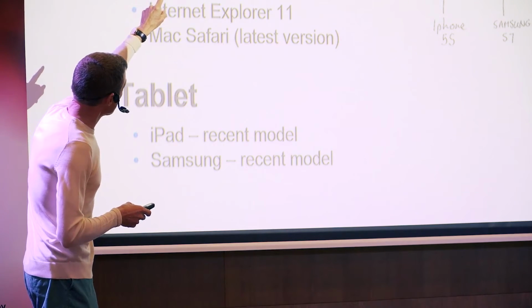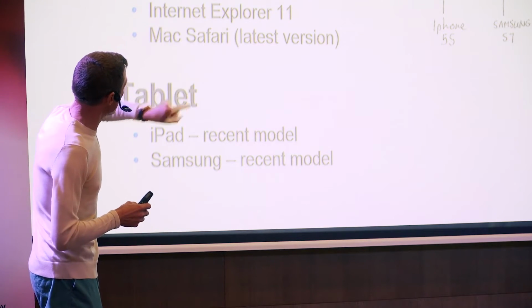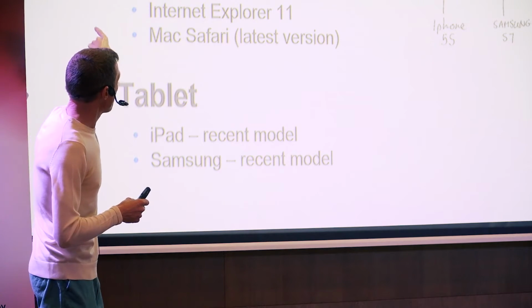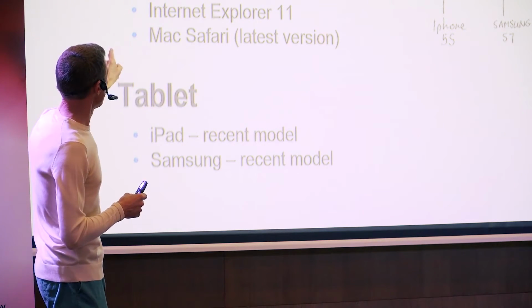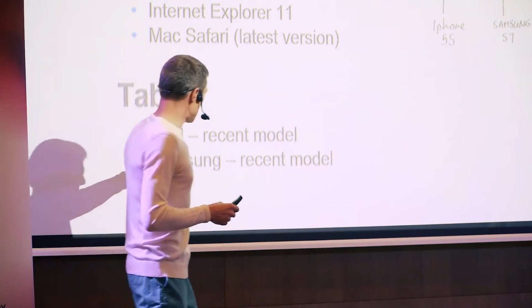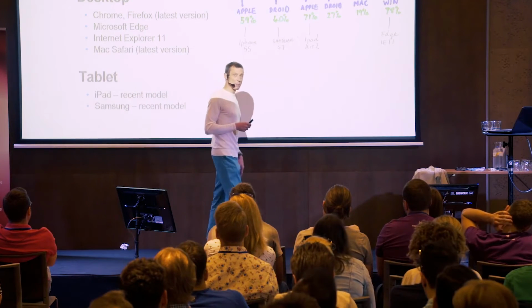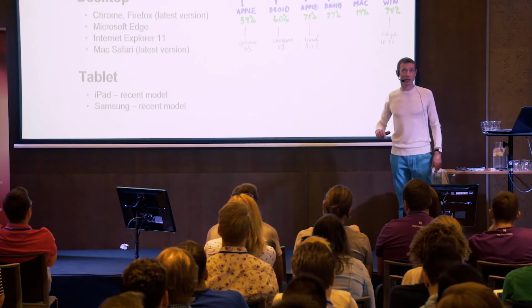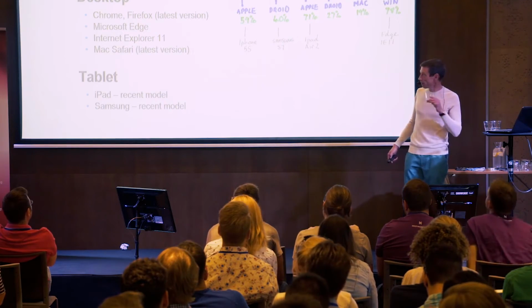So use a smaller iPhone, have an S7 or S8, not an S9. Use the latest version of Chrome and Firefox, Microsoft Edge, IE 11, latest version of Safari. Find a recent iPad and a recent Samsung model of tablet. That's it. That's all you need. Go out next week and buy this so you have it in the office.